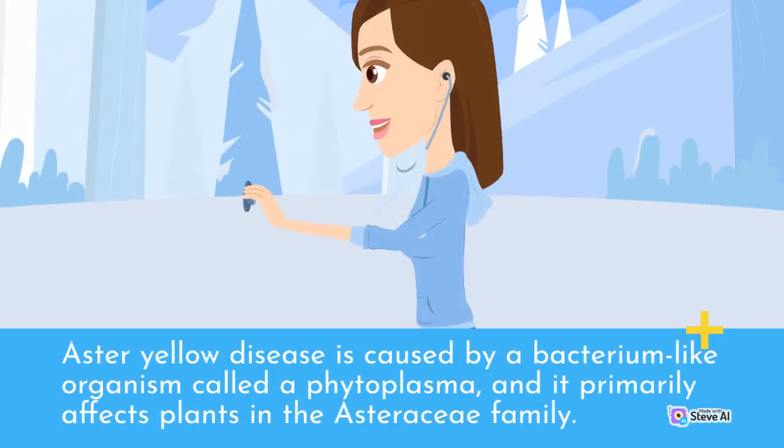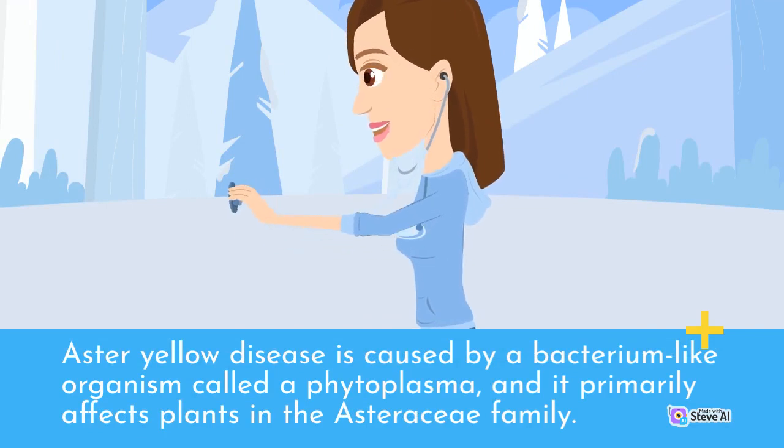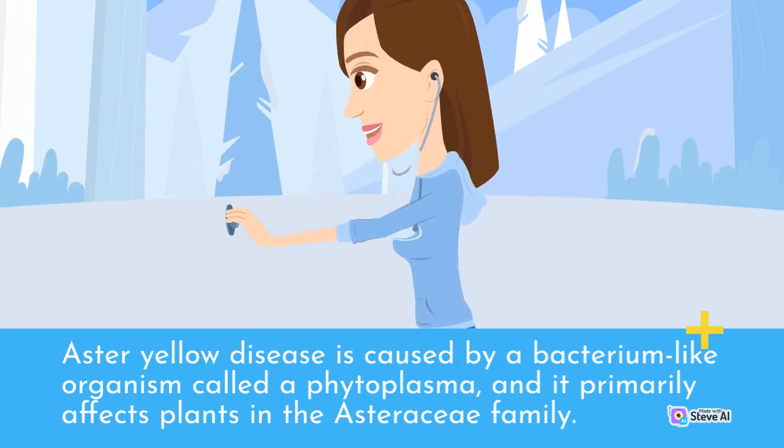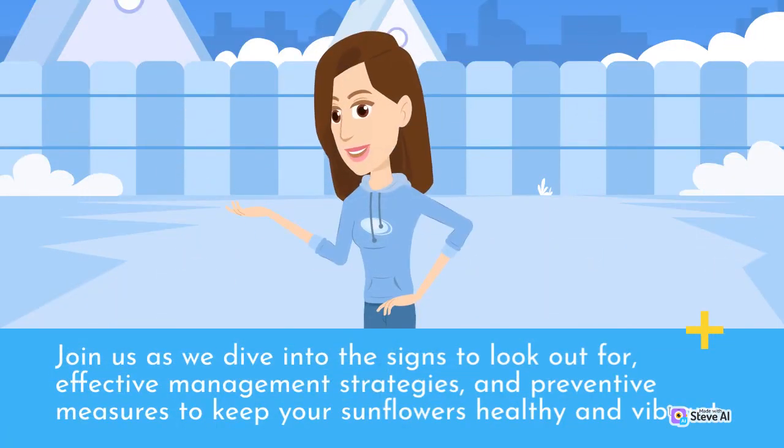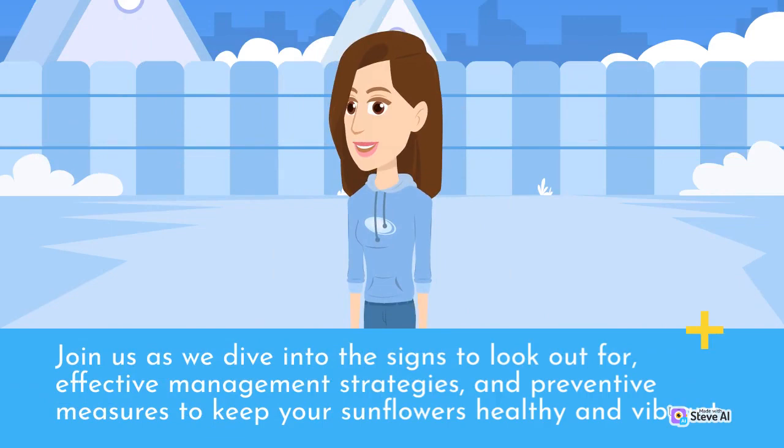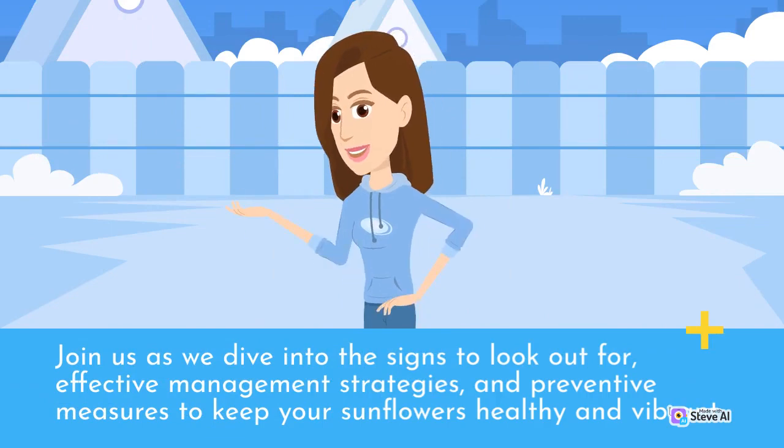Aster Yellow disease is caused by a bacterium-like organism called a phytoplasma, and it primarily affects plants in the Asteraceae family. Join us as we dive into the signs to look out for, effective management strategies, and preventive measures to keep your sunflowers healthy and vibrant.